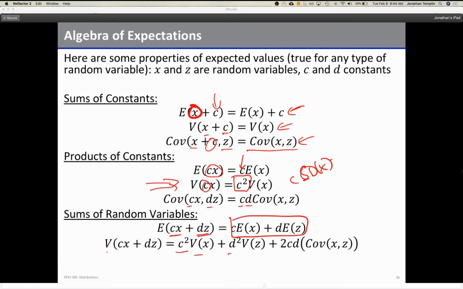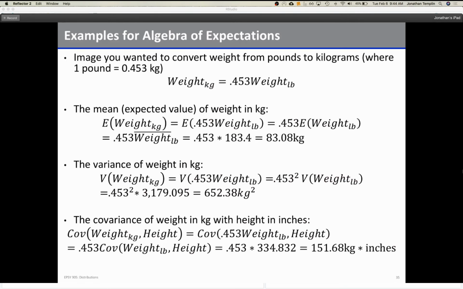But now we have a covariance term we have to worry about, which is 2 times the constant multiplying x, times the constant multiplying z. In theory that sounds fine, but let's get into numbers. Imagine you wanted to convert weight from pounds to kilograms, where 1 pound equals 0.453 kilograms. So the new random variable weight would be 0.453 times weight in pounds. What would happen to the mean? Again, the mean would change by 0.453 times the original weight of our data, giving us 83.08 kilograms.